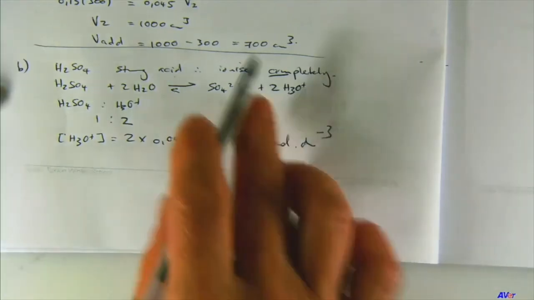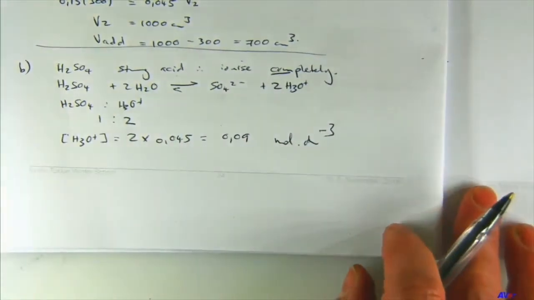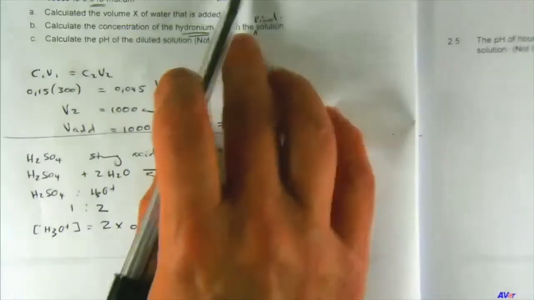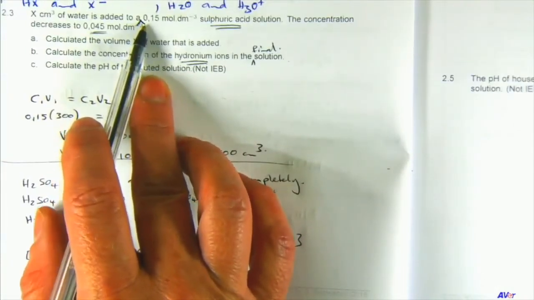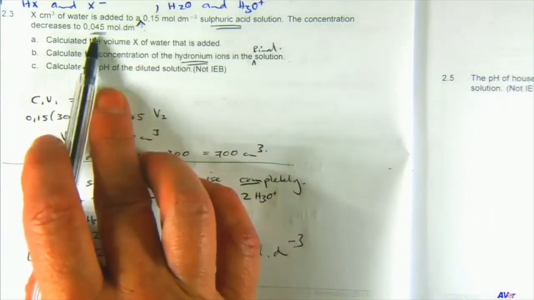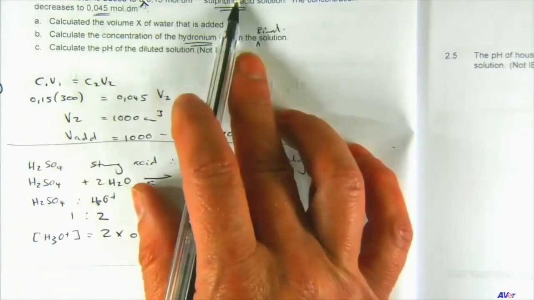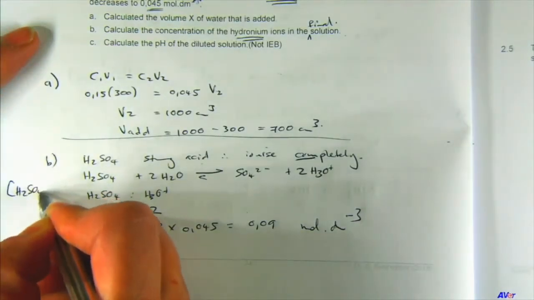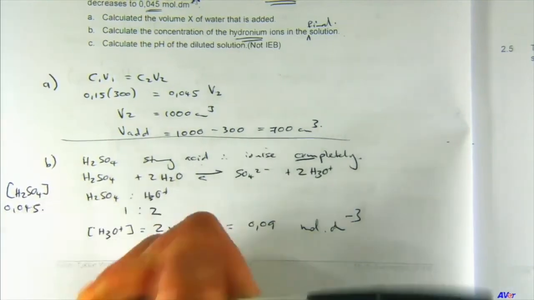They asked me, okay, we now have this concentration. We started off with a 0.15, and we diluted it, and now we ended up with a 0.045. And now this is a sulfuric acid. So the concentration of the sulfuric acid is 0,045. Is that what you wanted to ask?